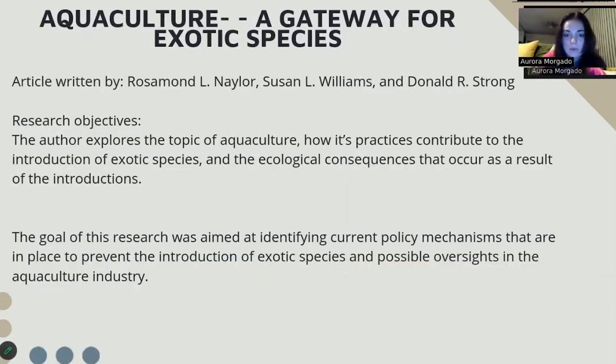Aquaculture, a gateway for exotic species. This leads us to the research side of things. One study took a deep dive into how aquaculture serves as a gateway for exotic species. The researcher wanted to know how current aquaculture practices contribute to the introduction of these species and what ecological consequences follow. The goal was to assess whether we have adequate policy mechanisms in place to prevent these introductions and whether there are blind spots in how the industry operates. It's a really important question because the industry is growing rapidly, but the oversight hasn't necessarily kept up with it.